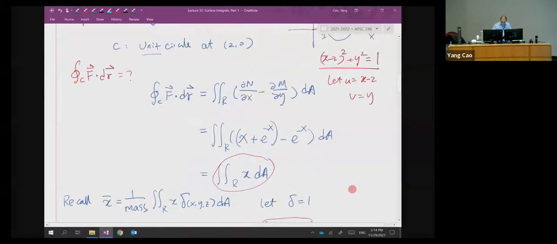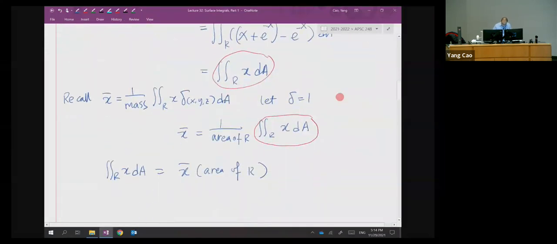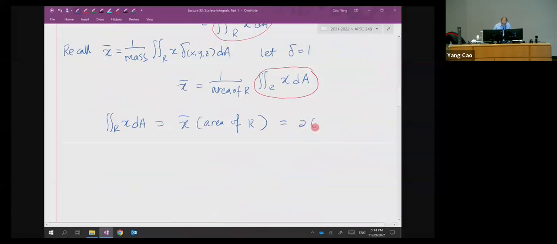So go back to this region R here. Can you tell me where x bar is? 2, right? Can you tell me what the area of this is? Pi r squared. So everything is so easy. So this is basically 2 times pi r squared. R is 1, just pi. So end up just 2 pi, right?